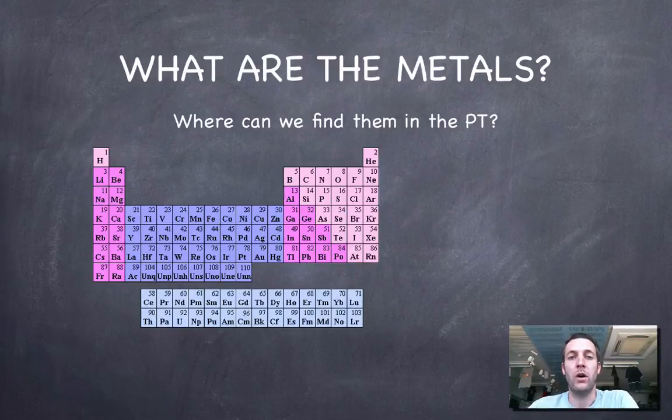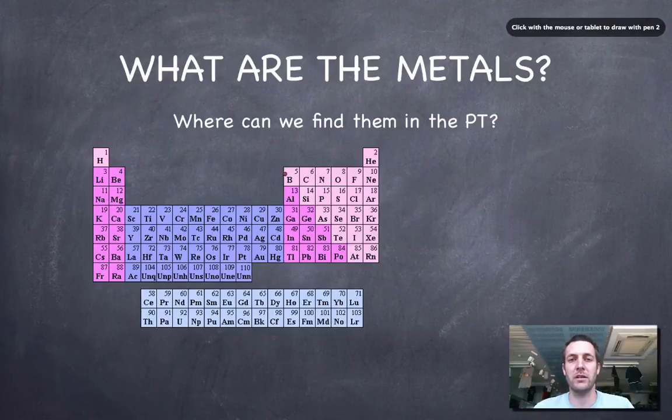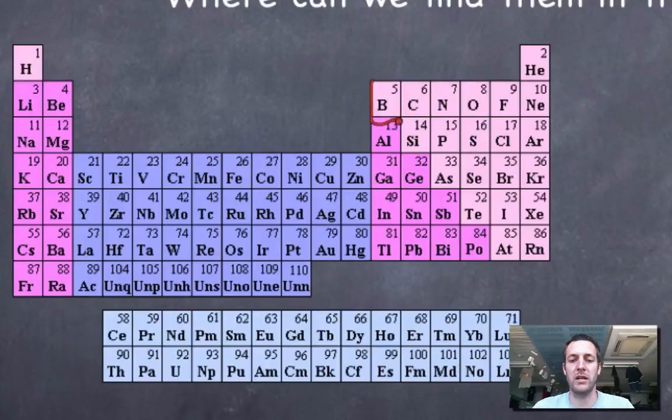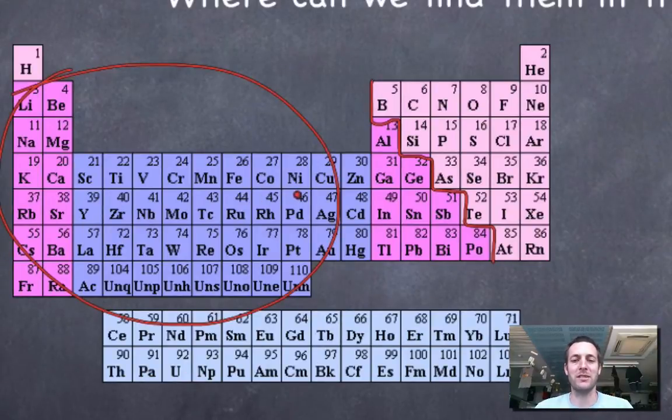Okay, what are the metals? Well, I suppose when we ask that question, we're asking what properties do they have and where are they? So where are they? Well, they're to the left of this line, okay? So there's our stairway to boron again. This is all the metals over here, okay? I haven't circled all of them there, but that's where they are.